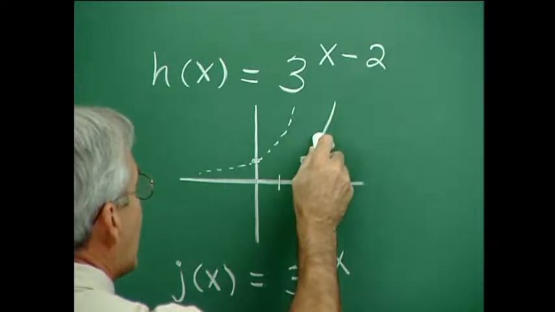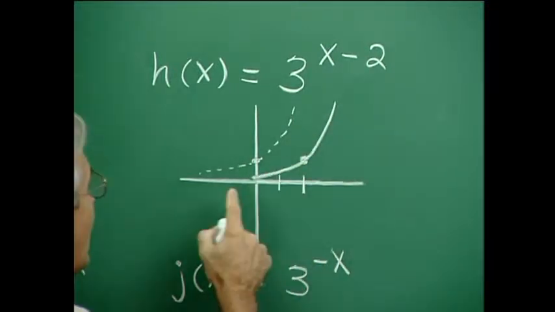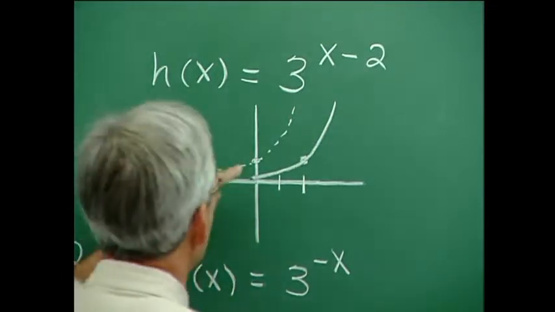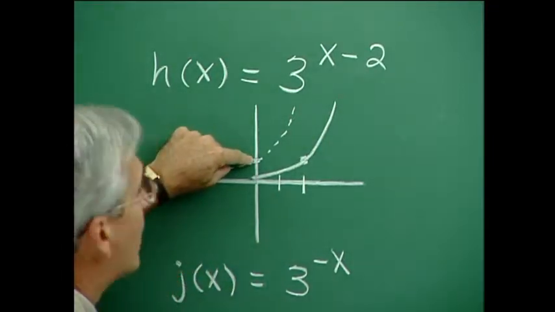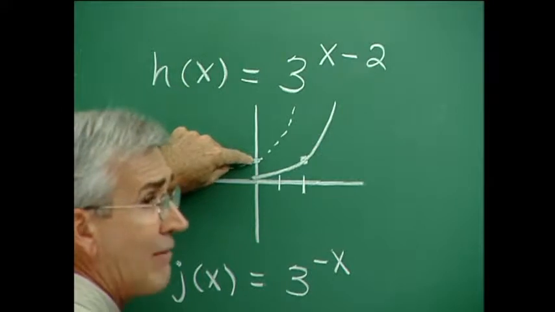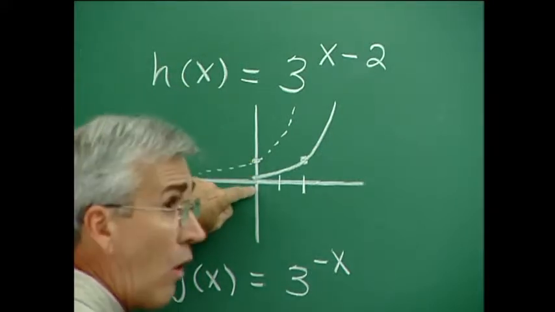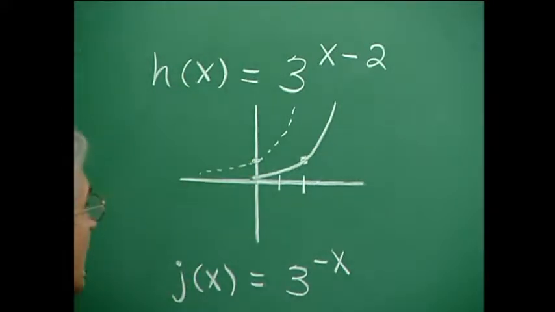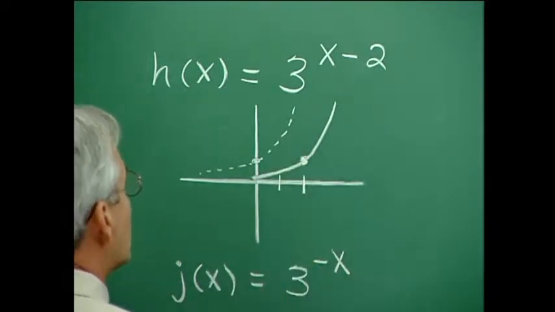Now notice I'm using as a reference point that point (0, 1). It is a point that's on many of the exponential function's graphs. The graph doesn't actually go through the origin. The origin was a key point in many of our transformations from before. But here we're using the point (0, 1).